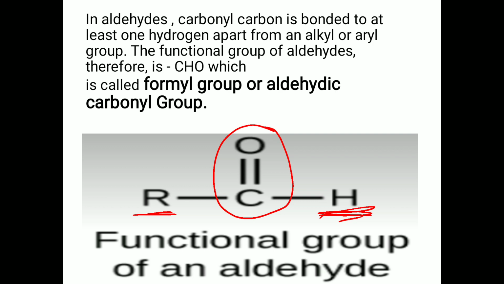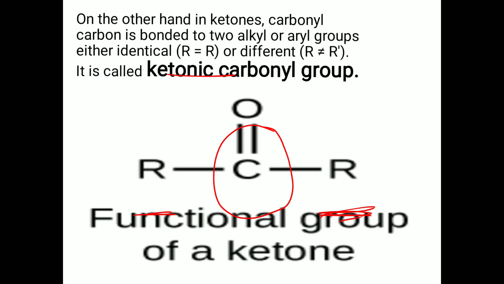The functional group of an aldehyde is therefore CHO, that means carbon, hydrogen and oxygen are compulsorily present. It is known as the formyl group or aldehydic carbonyl group. This is the functional group of an aldehyde, that is CHO. Now we see the ketonic group.